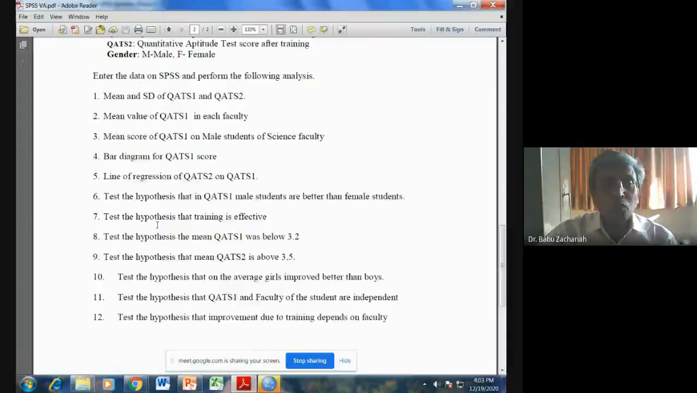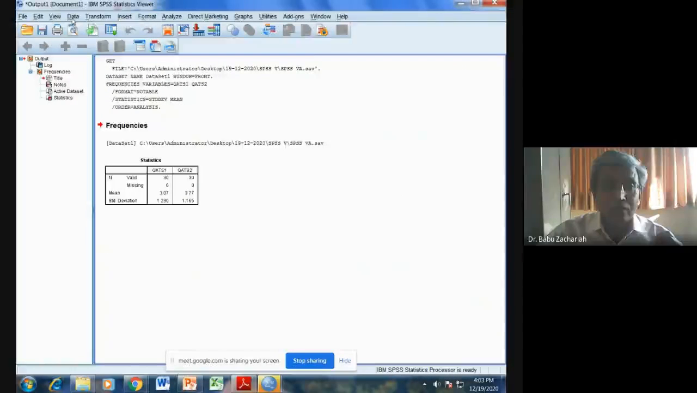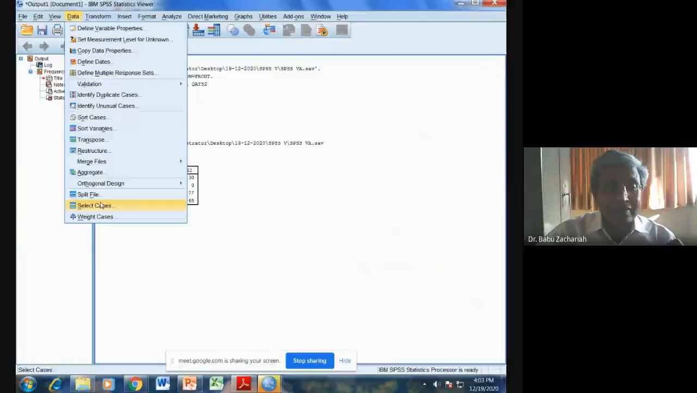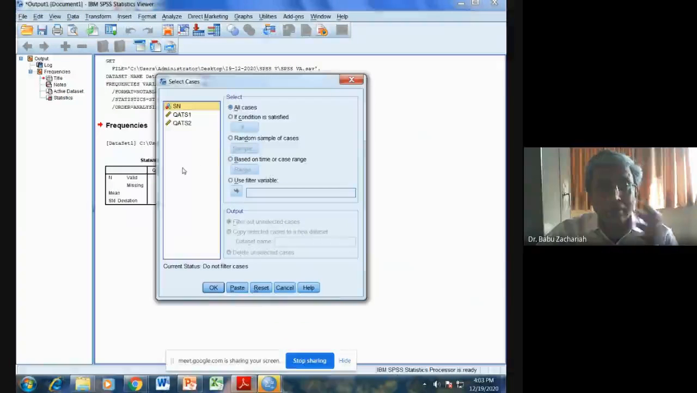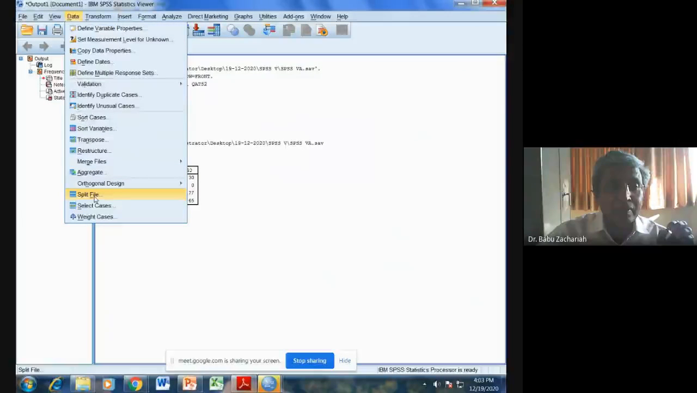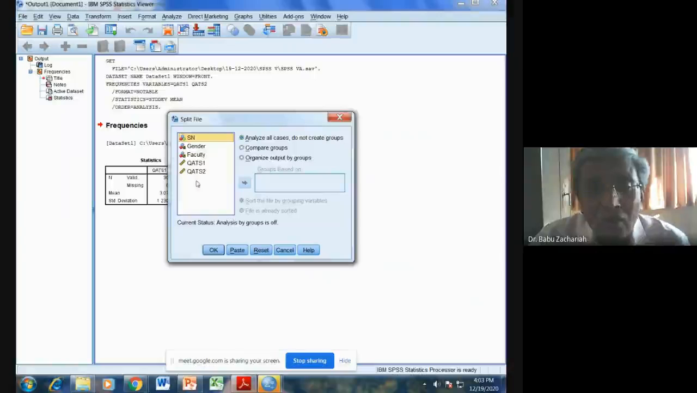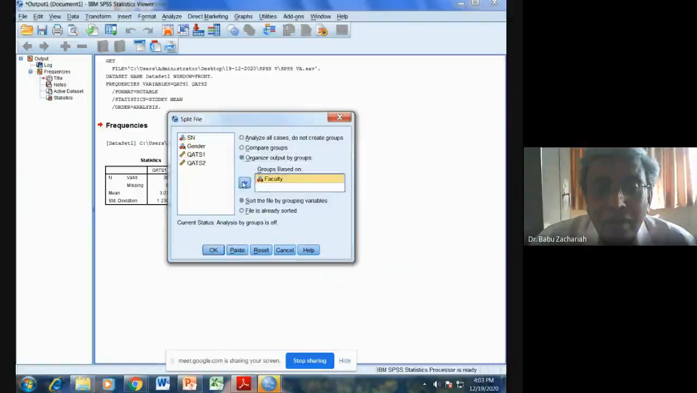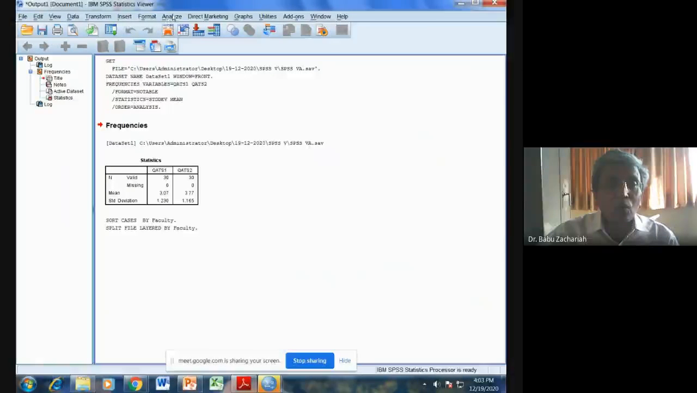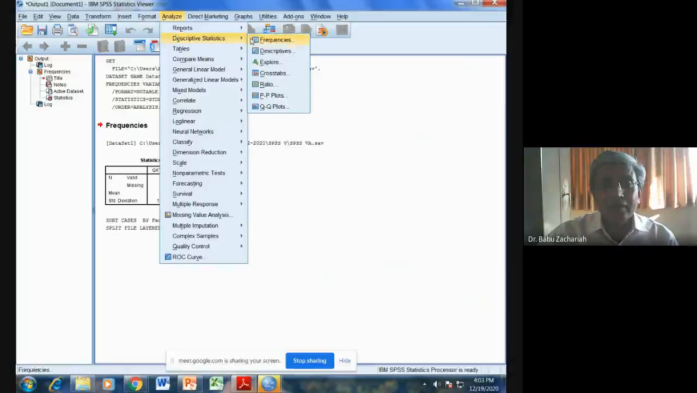So question number 2, the mean value of QATS in each faculty, a categorical analysis. First you come here, go for select case, and we need to use, it's not select case, we just need to go to split file. Here in each faculty, so faculty-wise division we have to do. Compare groups, we can keep faculty-wise. Proceed and go for the descriptive statistics, frequency.